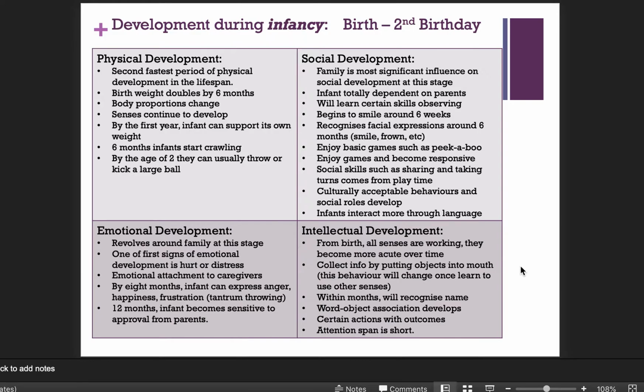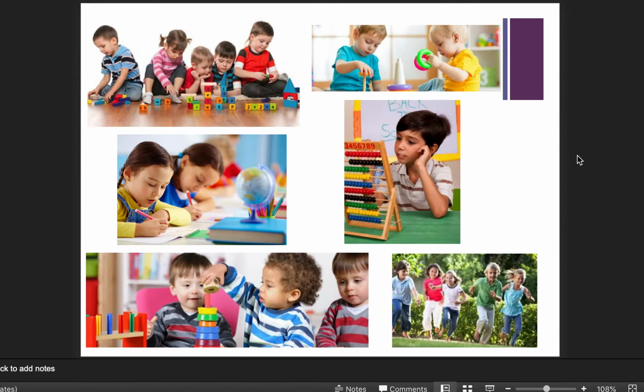Within months, they can recognize their name. They can recognize word objects like book or bath or water. And some certain actions come with outcomes, like signaling, come here, come here. They will be able to start moving as soon as they can crawl. But their attention span is short in this phase. So let's move on to the next category.